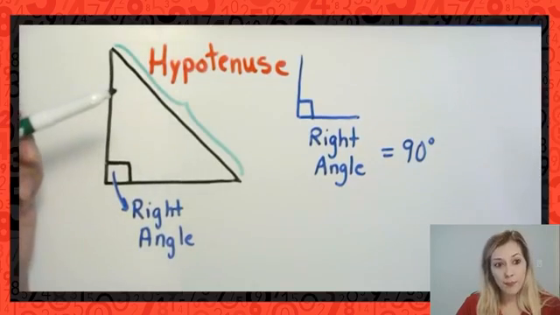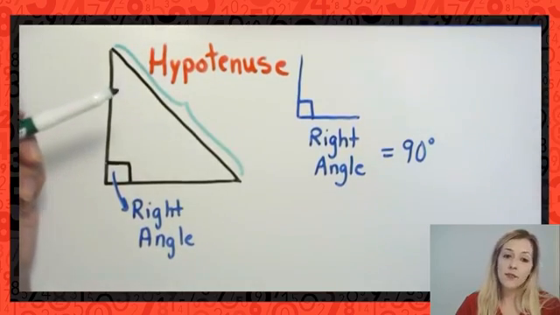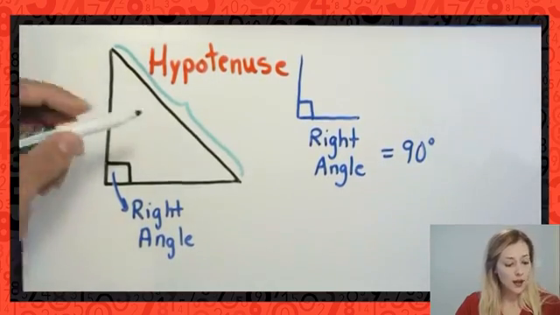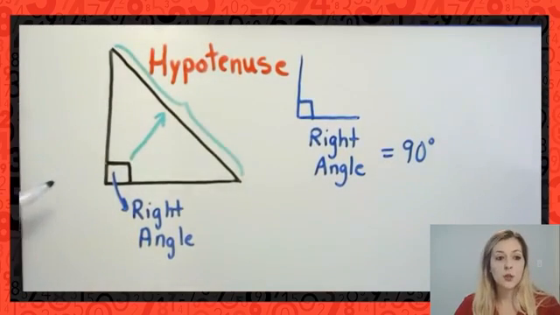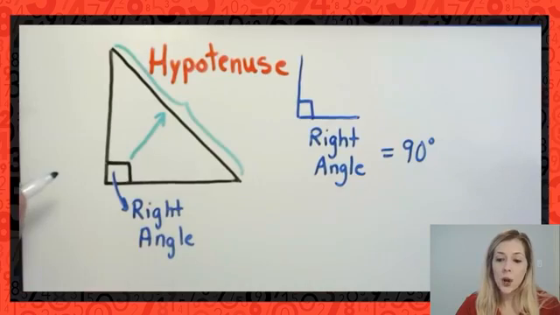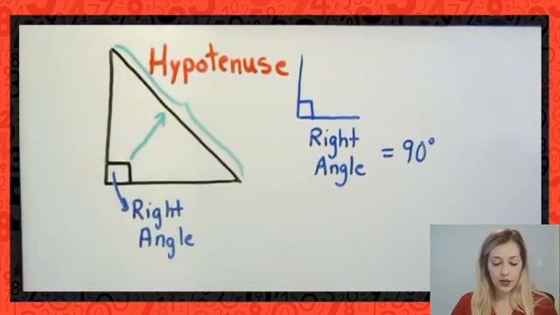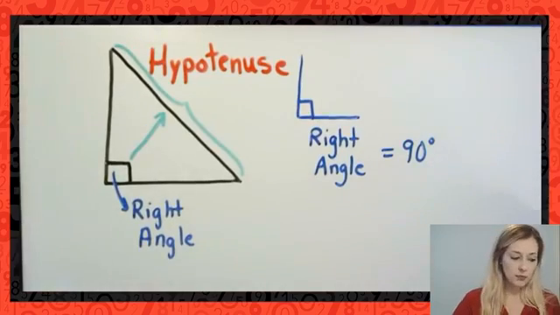But I think the best explanation or the best definition for a hypotenuse is that it is always opposite this right angle. Okay, so that's your best way to remember where the hypotenuse lies in your right triangle. It is always opposite the right angle.